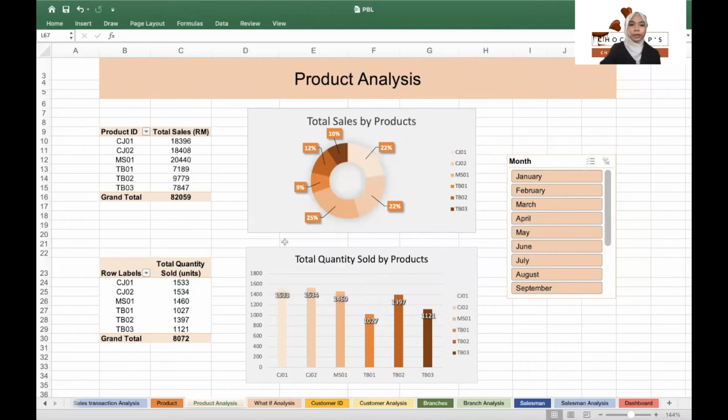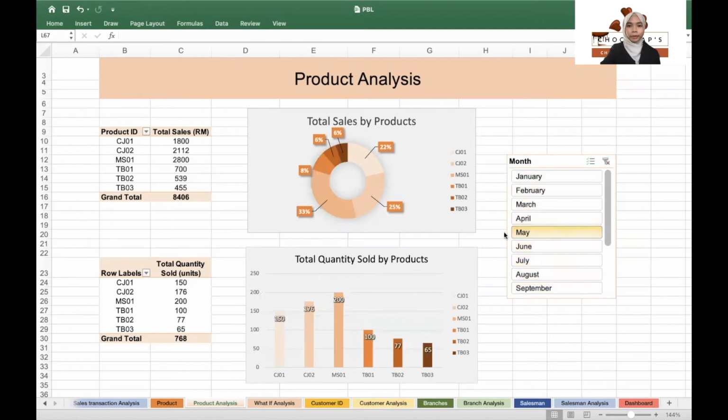Here we have two separate pivot tables which indicate the total sales and total quantity sold, and their graphs. By using the slicer that filters months, it will be easier to see the sales and quantity sold of each month. For example, I'm going to filter it by May. All the sales and quantity sold will show specifically for May. May has total sales of RM8,406 and total quantity sold of 768 units.